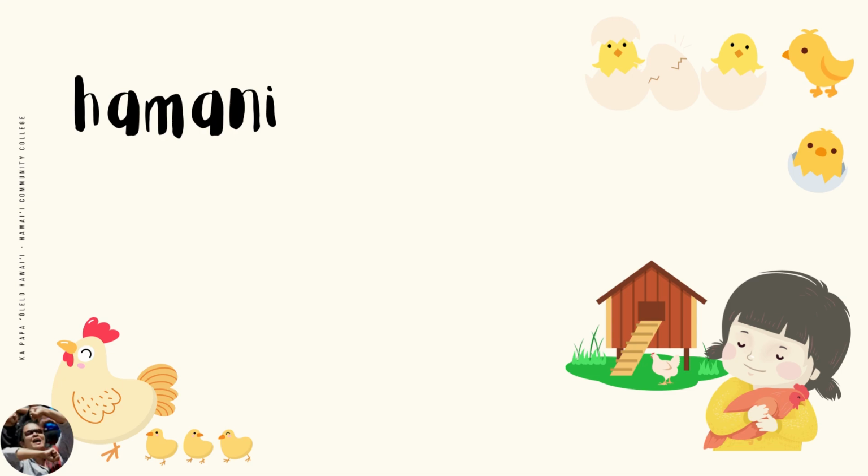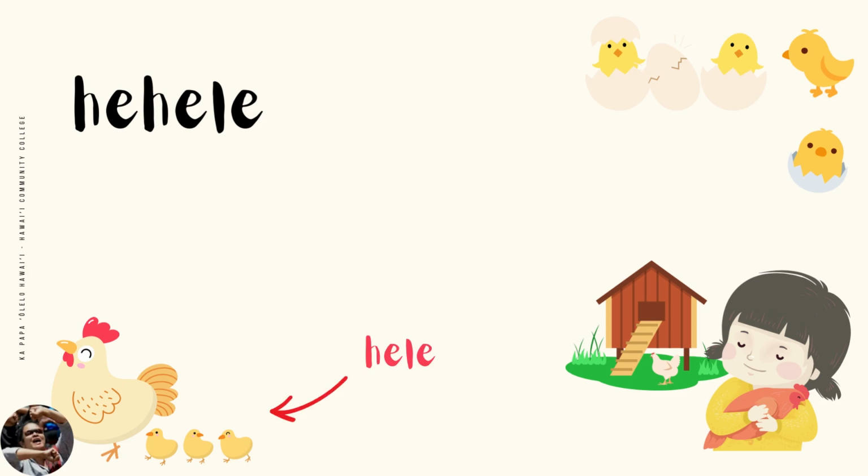Hamani are transitive verbs, which means these are actions that you do to something. For example, hapai, a me puliki. Hehele are words that hele or convey a sense of movement or sound. In English, we call these intransitive verbs. For example, hele, a me pio.